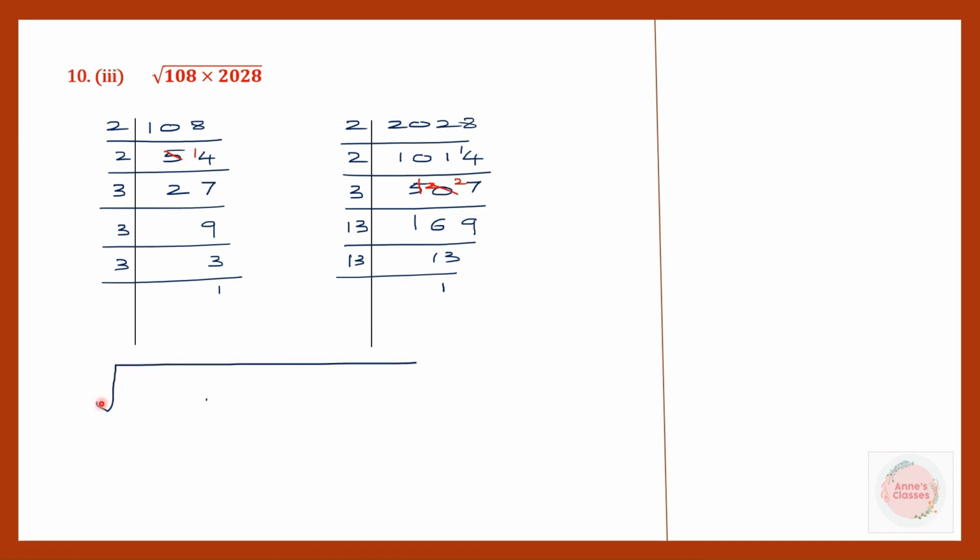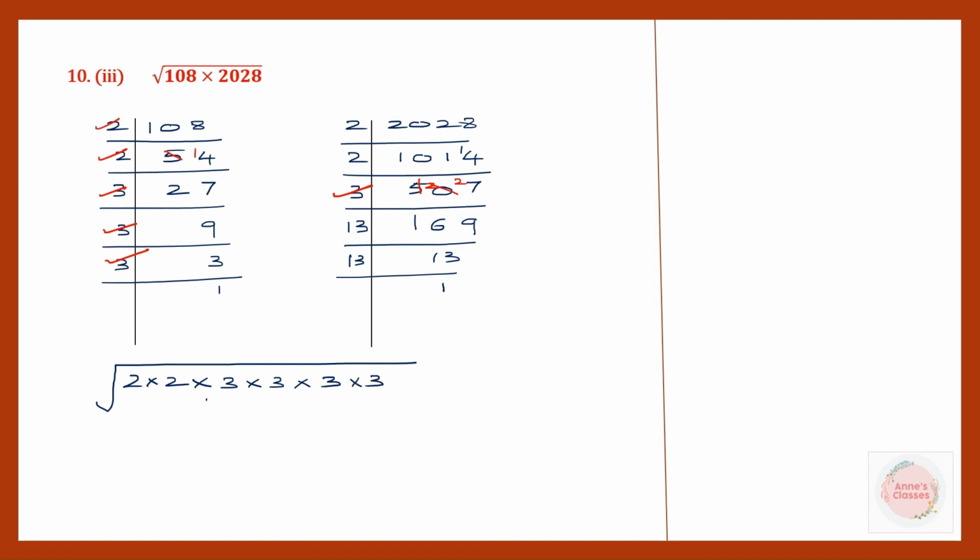So here I'm going to put all the prime factors of 108 first. Let's count all the 2's. Here I have 2, so let's write the 2's: 2 into 2. Now let me count the 3's. 1, 2, 3. I have 3 3's, so 3 into 3 into 3. Now let's go to the other side. We have 2's. Now here we have 1, 2, 3 3's. Let's see if there are any more 3's on this other side. Here we have one more 3. So let's put that 3 along with the 3's.